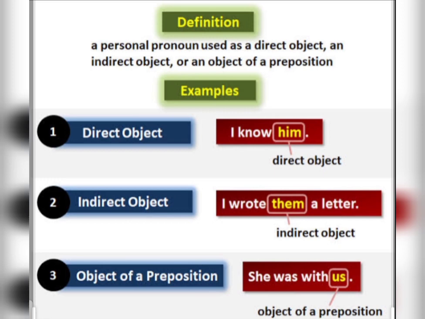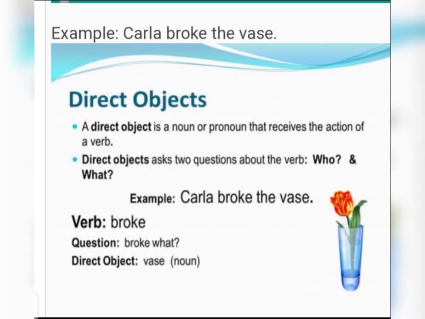Now let's learn this direct object, indirect object and object of a preposition in detail. Now let's learn what you mean by direct objects and how to find the direct object in a sentence. It's very easy to find the direct object. Listen carefully. For example, Carla broke the vase. In this sentence, we have to find the direct object. What do you mean by direct object? A direct object is a noun or pronoun that receives the action of a verb. Direct object asks 2 questions about the verb: who and what.